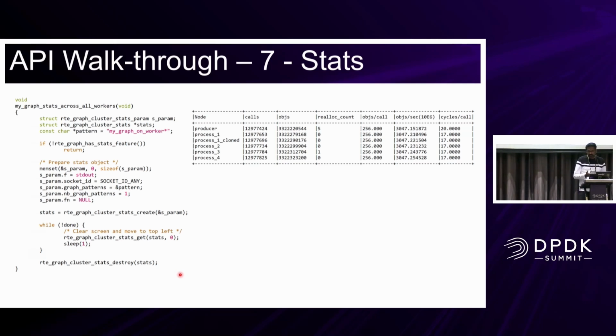Now, on to the stats. We've seen that a given node will be instantiated on multiple graphs on different cores. So there should be a means to aggregate the stats from the different graphs running on multiple cores. Again, the same pattern applies, where you give my graph on worker star, because it's pulling the data from all the workers. That's where the star is meant. It's a regex pattern.